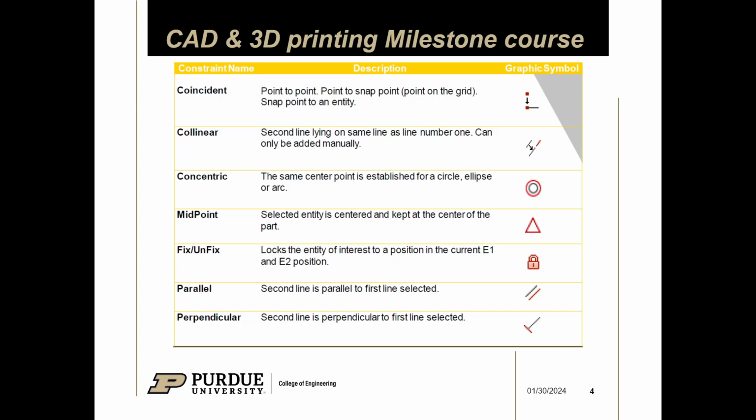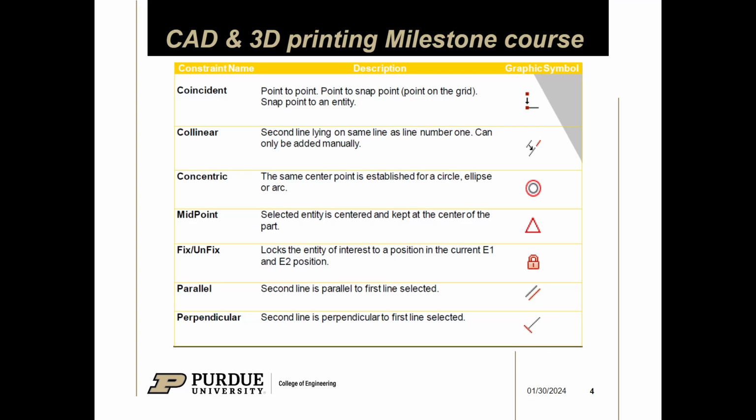The collinear tool will basically make two lines lie on the same line, so that makes sense. Concentric is making two circles have the same center point. Midpoint is like taking a line and then having another line going through the center of it. So that one's pretty useful. The fix and unfix, we're going to be using it once today. I recommend that you stay away from it because it's kind of a cheat for making things fully constrained, when 99% of the time you can use another constraint to do it. So please avoid the fixed constraint, but we're going to tell you that it exists today.